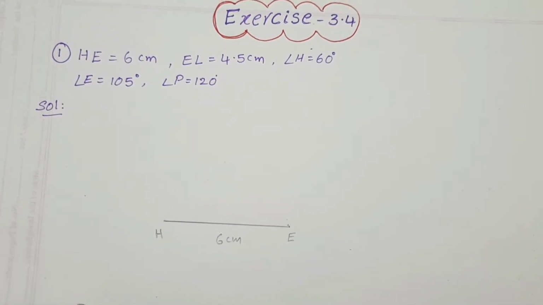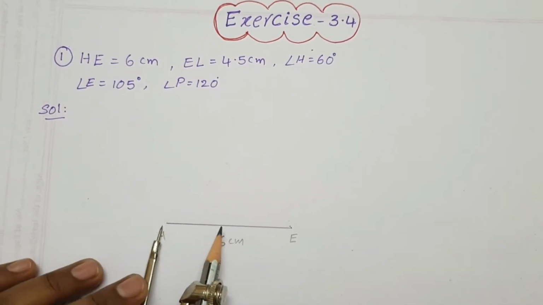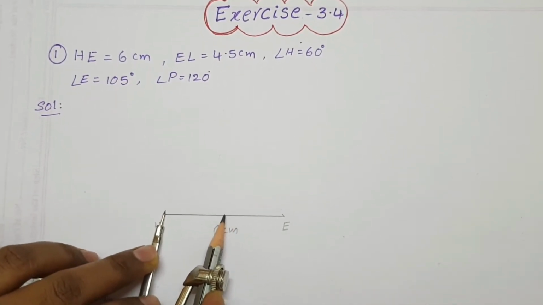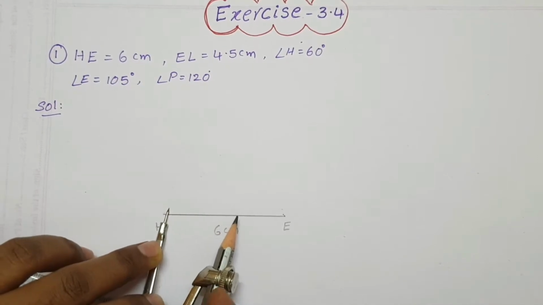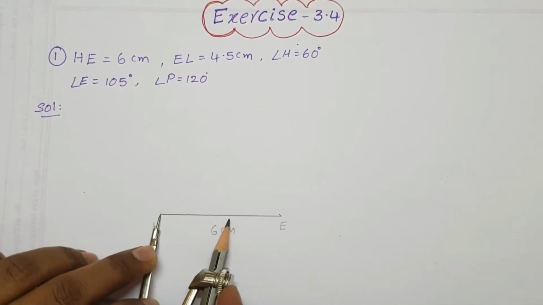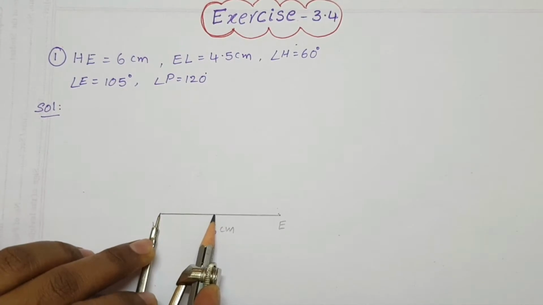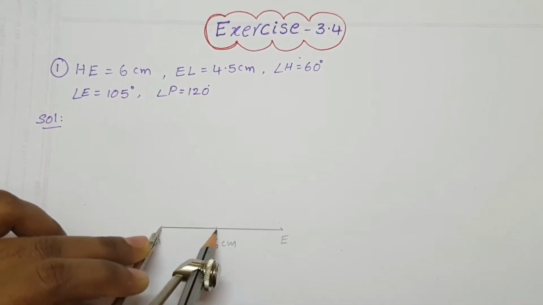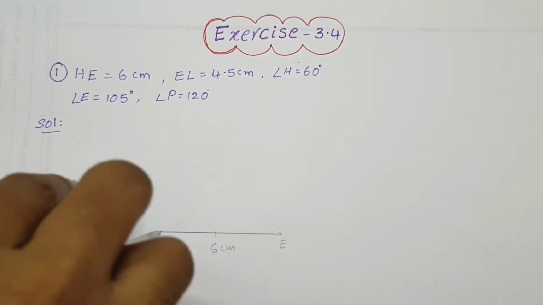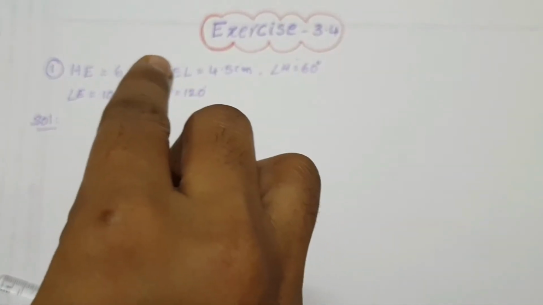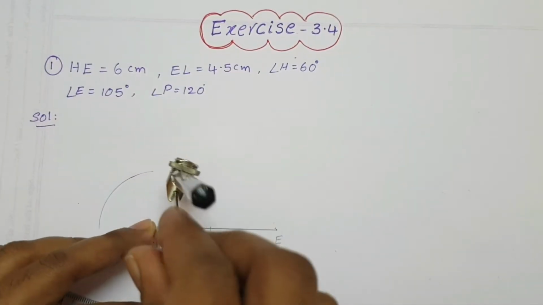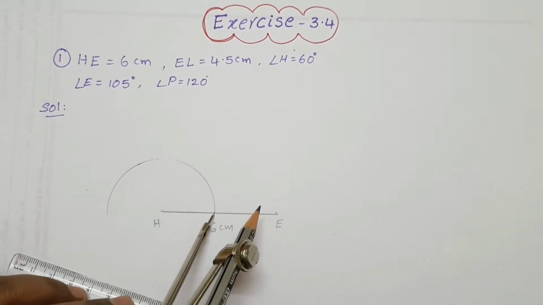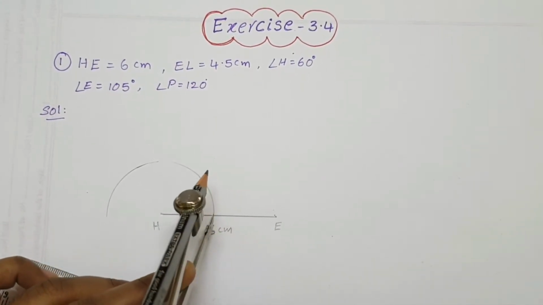So without using protractor, 60 degrees. See here, more than half or below half, take, no problem. So below half, take, draw half of the circle. So like this, half of the circle. This is 0 degrees. From here, draw one arc.